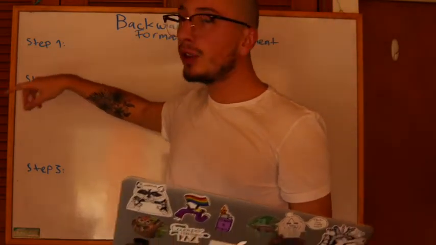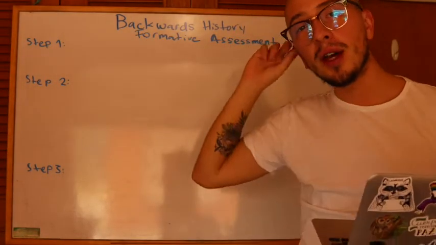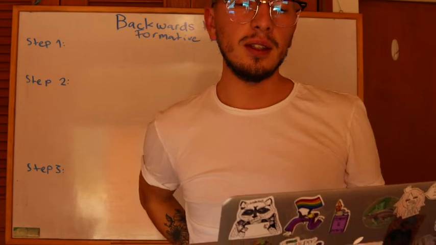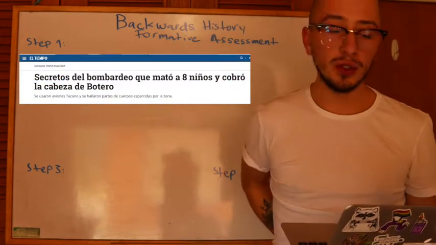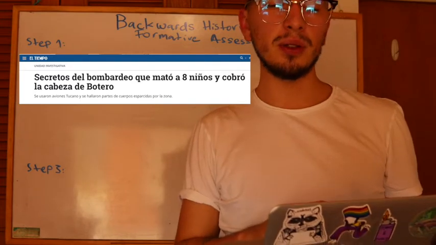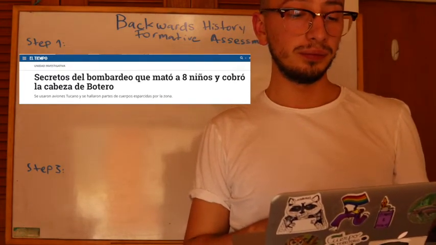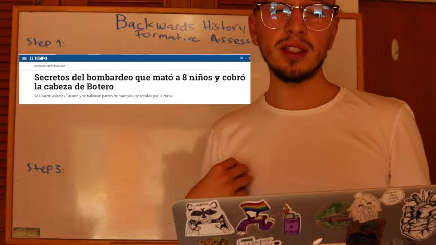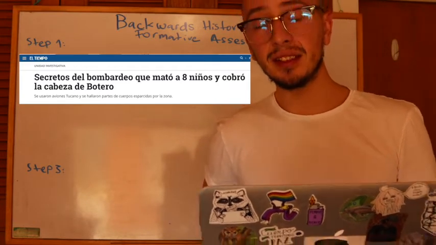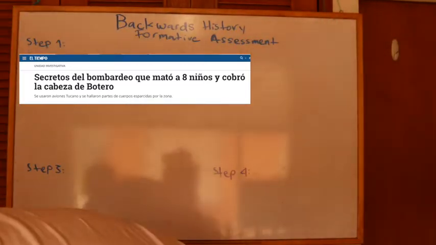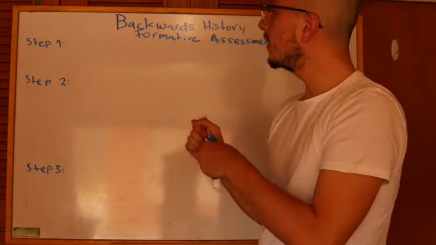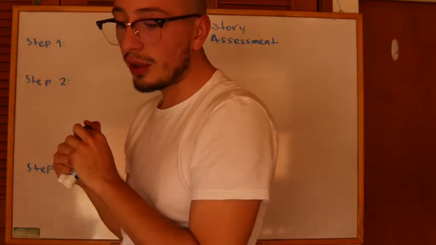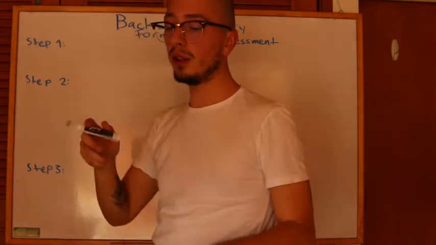So the first step is for you to explain a little bit or write a little bit about the news, the first news that we spoke about, the news that was a homework at the beginning of the trimester. So mine is Secretos del Bombardeo que mató a 8 niños y cobró la cabeza de Botero. You just have to state what was the news and the date. So the date is the 10th of November of 2019, and it is about the Army of Colombia bombing a guerrilla camp that was near the town called San Vicente del Caguán in the department of Colombia called Caquetá.